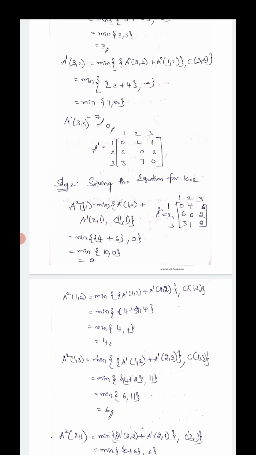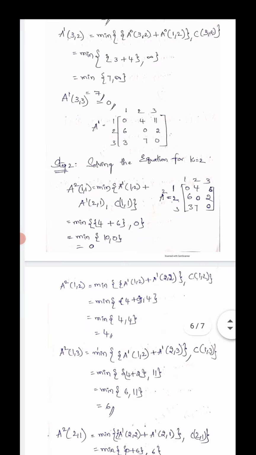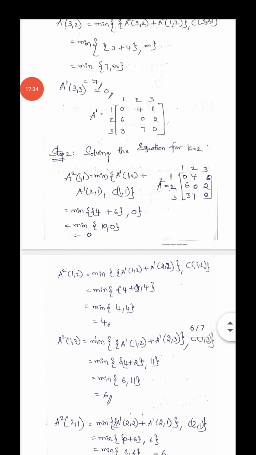Now step 2, listen carefully: step 2 in the sense solving the equation for k is equal to 2. Previously, in step 1 we solved the equation for k is equal to 1. Now we take k is equal to 2. We use the above formula only. On the right side I write A2 with rows 1, 2, 3 and columns 1, 2, 3. Here always A2 of 1,1 is 0, A2 of 2,2 is 0, and A2 of 3,3 will be 0.